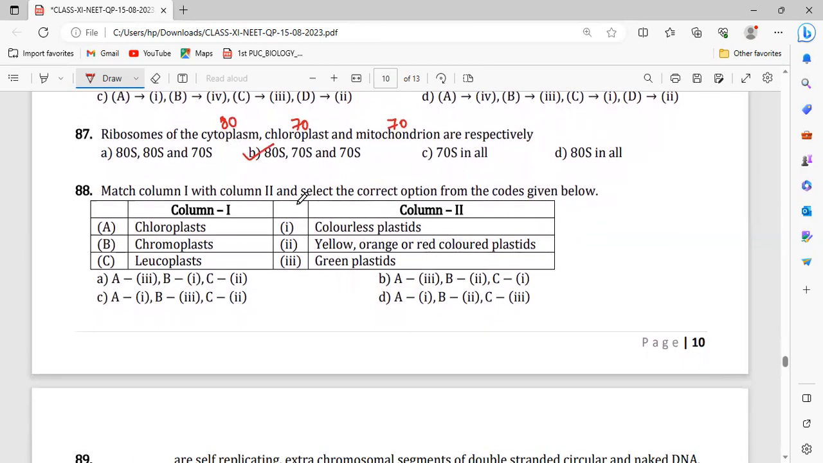Then again match the following. Chloroplasts are the green plastids. Chromoplasts are yellow, orange or red color plastids. Leucoplasts are the colorless plastids. So the answer will be B.